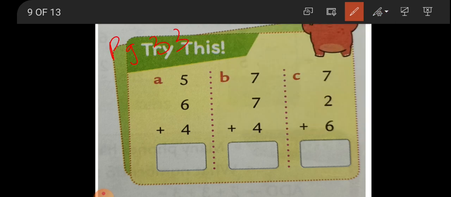Okay, let me solve now. First, here I can see 6 plus 4 is 10. So first let us add 10. Now 6 plus 4, you are getting 10. Now 10 plus 5, so 10 in mind, 5 fingers up. Yes, 10 plus 5 is 15.